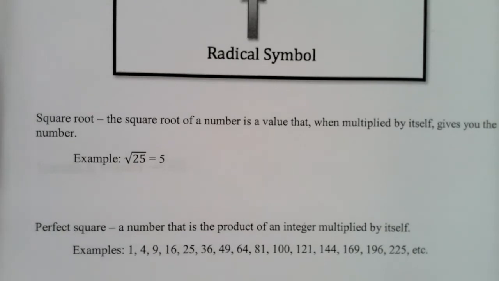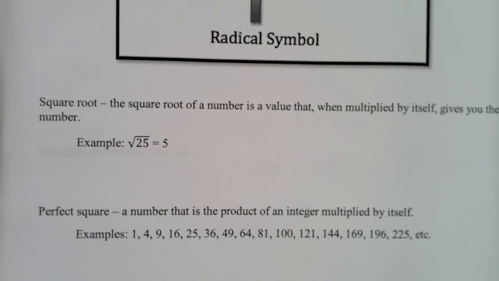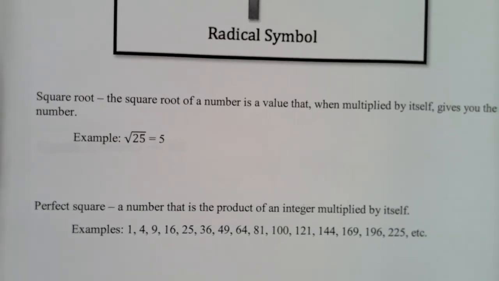Okay? The square root of a number is a value that, when multiplied by itself, gives you the number. For example, the square root of 25 equals 5, because 5 times 5 is 25. Now, there's a few ways to solve these problems today, but we're going to use perfect squares because I think that's the best way to do these. I think that's the most helpful way going forward.